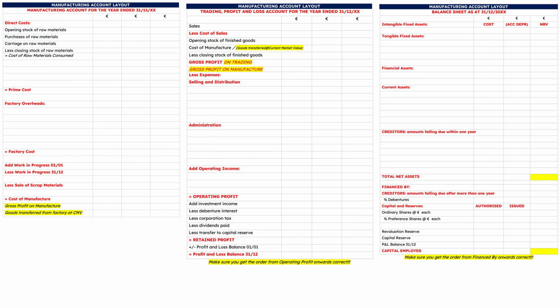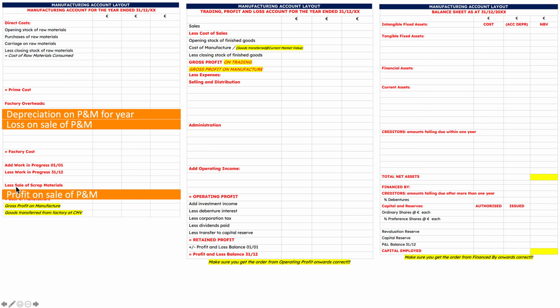So this is how it's going to look. You've got your manufacturing account layout, and maybe you will have depreciation on plant and machinery for the year, which will be in factory overheads. The loss on sale of plant and machinery would also be in factory overheads, but if they made a profit, you would take it away here. So you would less profit on sale of plant and machinery beside less sale of scrap materials, because obviously that would reduce the overall cost of manufacture. You have cost of plant and machinery at the end of the year, and then accumulated depreciation of plant and machinery at the end of the year as well.